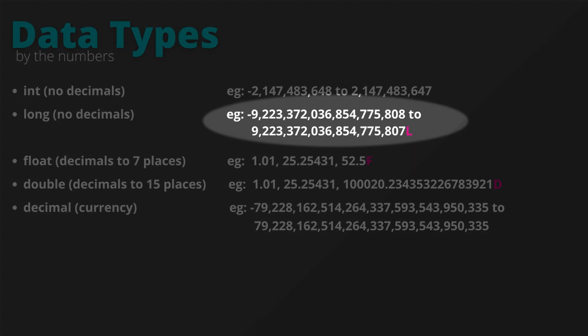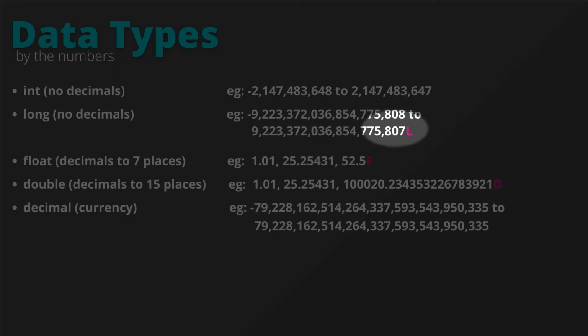I don't even know what number that is, but pretty much if you need to store large numbers, a long is the way to do it, as long as you don't need decimal places. You notice at the end of the example here of the range, I've highlighted that in pink, that you can put a capital L after a number to tell C# this in fact is a long.